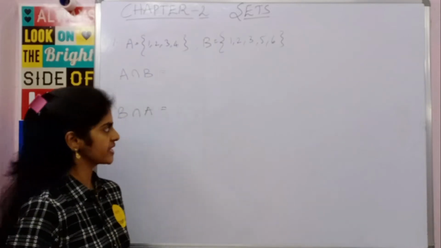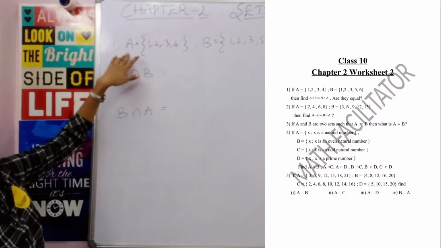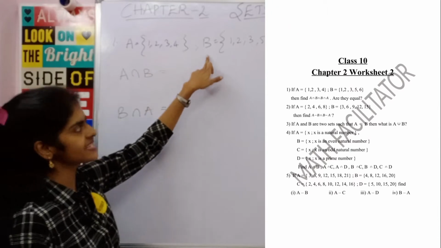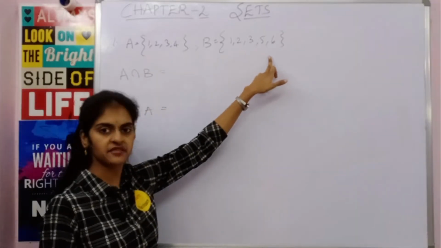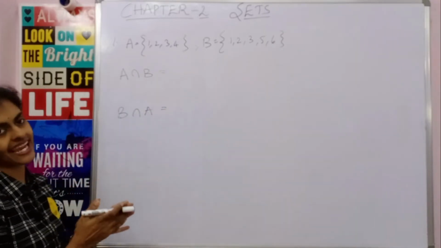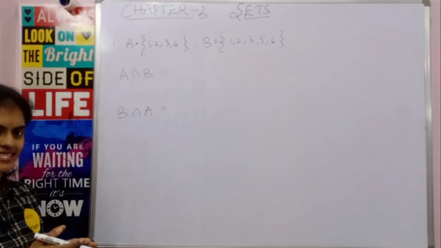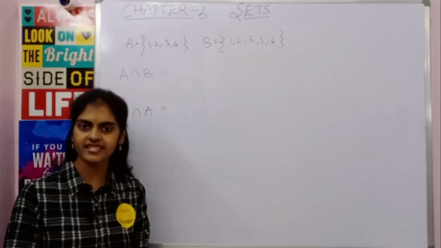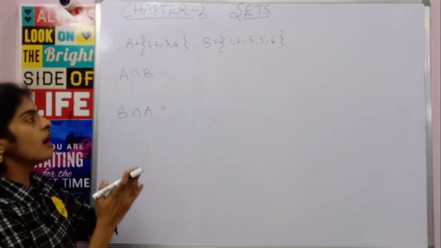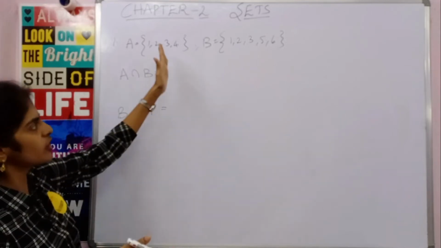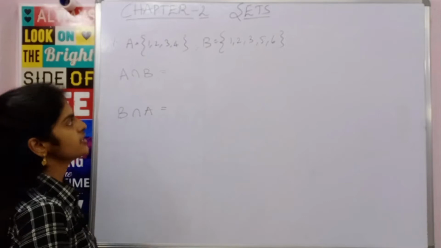Now the first question is, A is a set containing elements 1, 2, 3, 4 and B is a set containing elements 1, 2, 3, 5, 6. So you have to find A intersection B. Now what is intersection? We have already learned. Intersection is nothing but you will choose only the elements which are common in both A as well as B. Okay, so now just check.